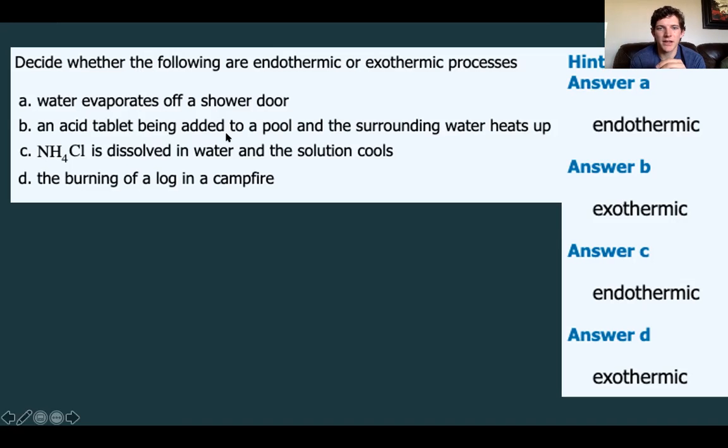The acid tablet being added to a pool and the surrounding water heats up. Whenever the surroundings are heating up, that tells you that's an exothermic reaction, like a fire. Ammonium chloride is dissolved in water and the solution cools, so the surroundings are cooling. Really good indication that's an endothermic reaction. And of course, we have a log burning in a campfire, which is exothermic because it's releasing heat.